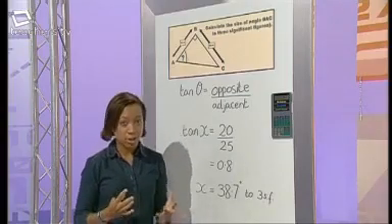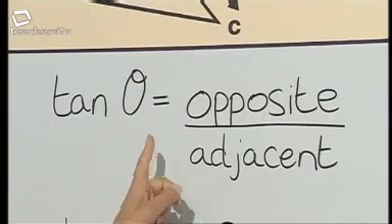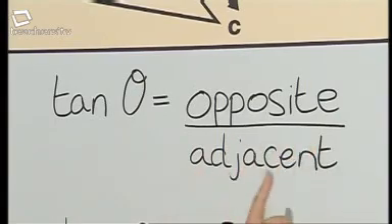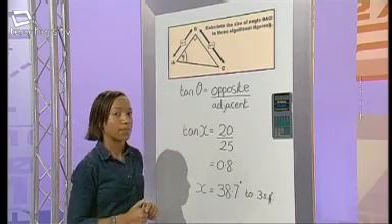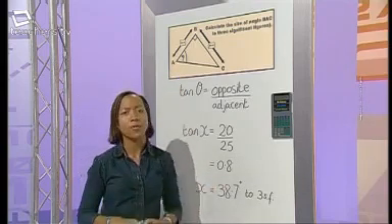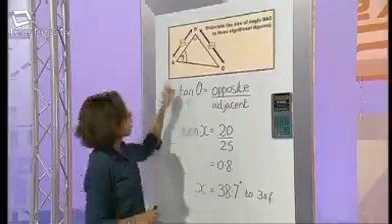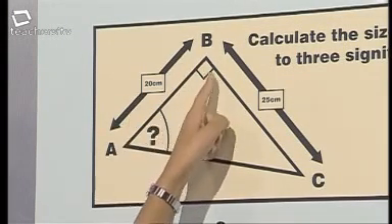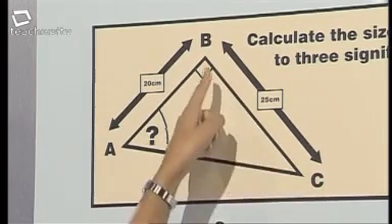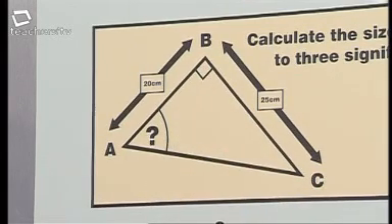I use the same ratio as Jamie. Tan theta equals opposite over adjacent. And I also called the unknown angle X. But I got different values for my opposite and adjacent. This side here, AB, is the opposite, and that's 20. And this side here, BC, is the adjacent, which is 25.